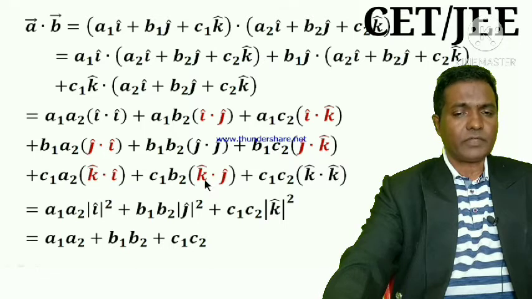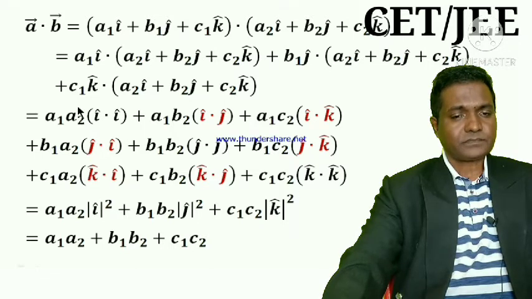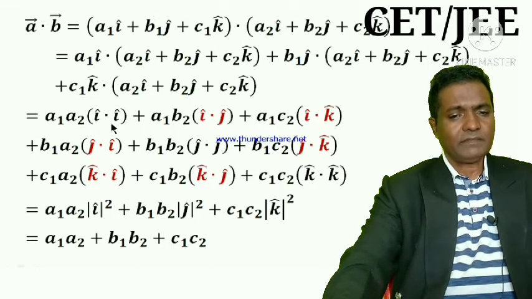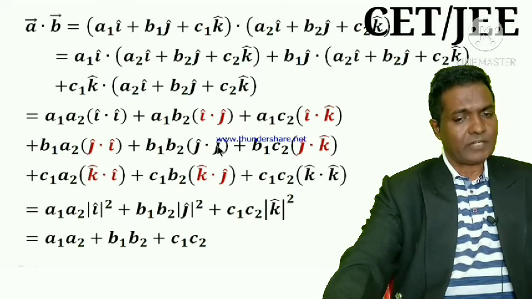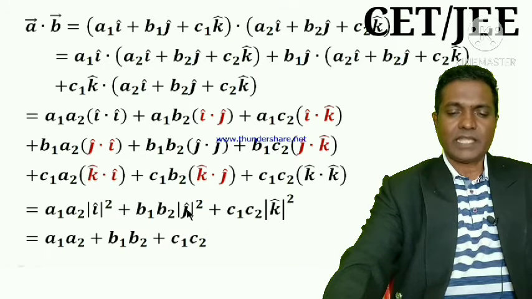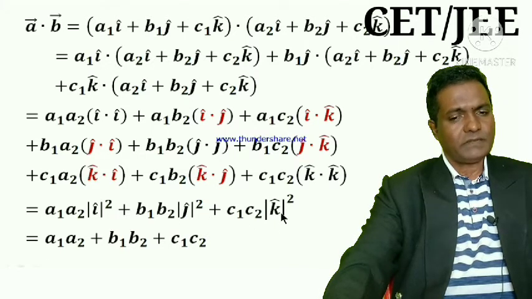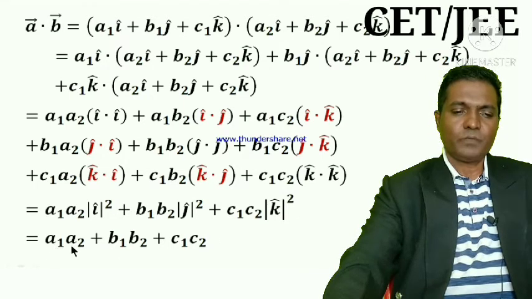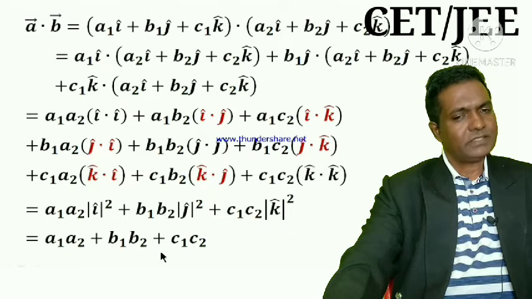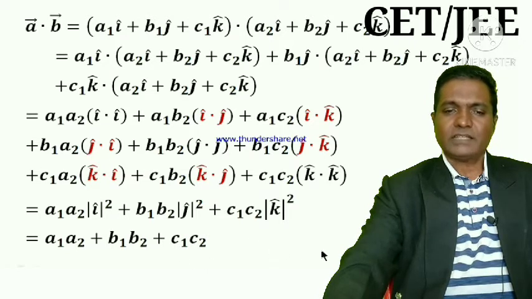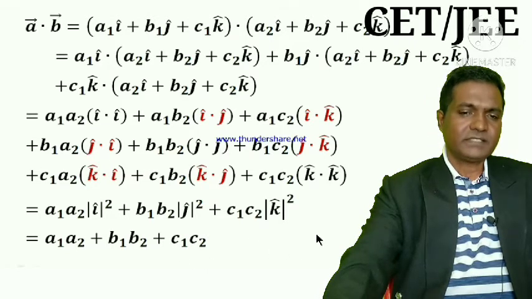Now you will be left with only these diagonal elements. So you will be left with B1, B2, j dot j is magnitude of j square. Similarly, C1, C2, k dot k is magnitude of k square. And as we all know, i cap, j cap, k cap are all unit vectors, so their magnitude is 1. So you will be left with A1 A2, B1 B2, C1 C2. Better you take a screenshot of this page.